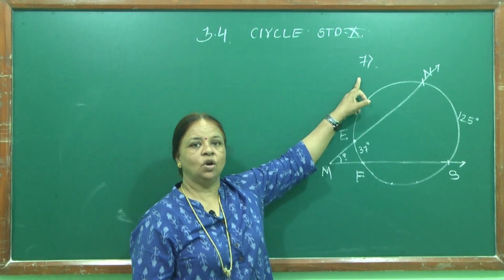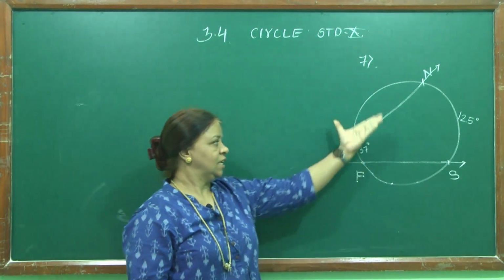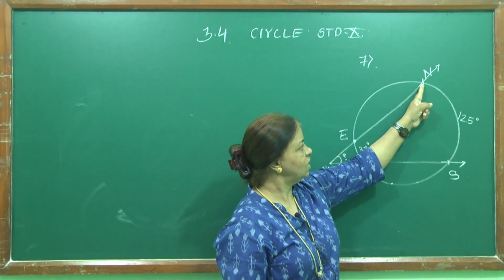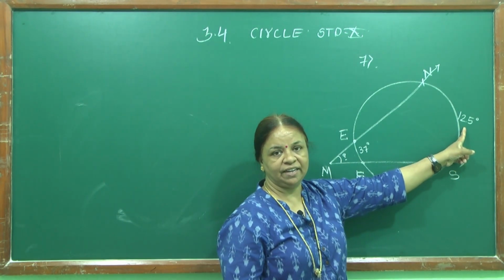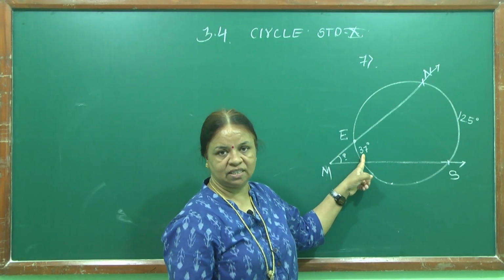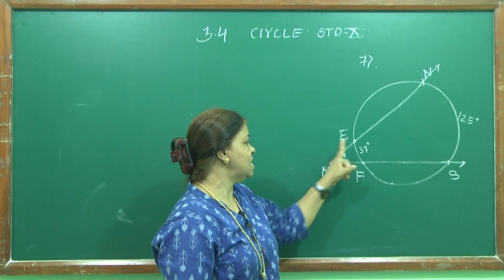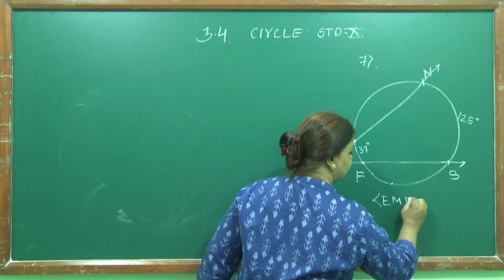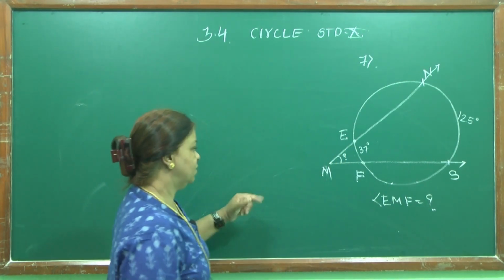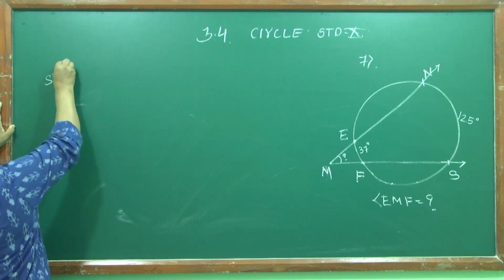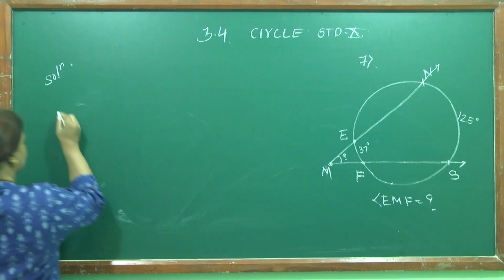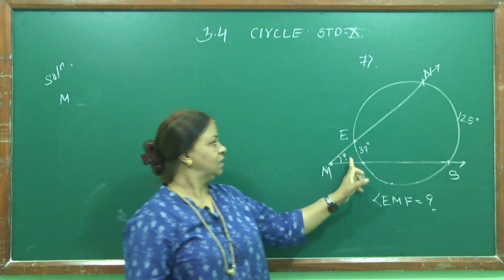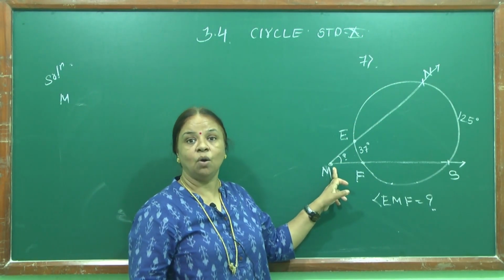Now, question number 7 of exercise 3.4, children. See the figure. What does the question say? You can clearly see here, children, arc NS is given as 125 degrees and arc EF is given as 37 degrees. We need to find out angle EMF. Okay, now we'll begin. Solution. You can see point M is in the exterior of the circle. This is your circle and point M is lying outside the circle.